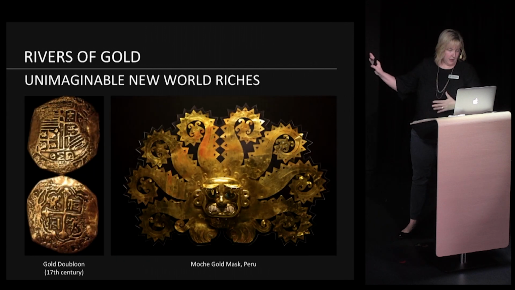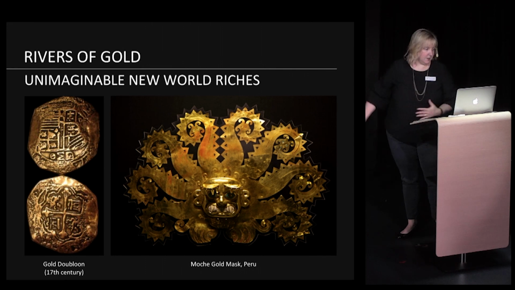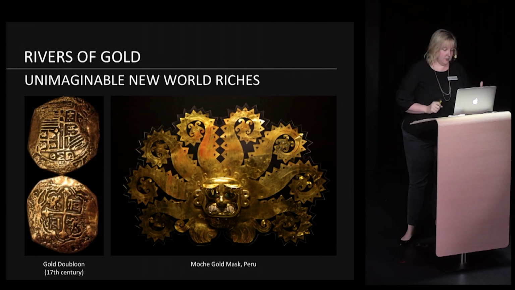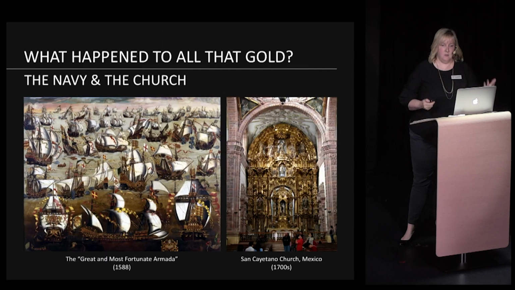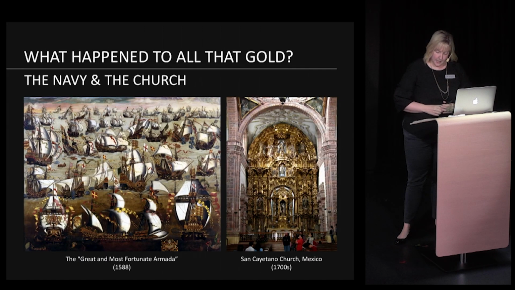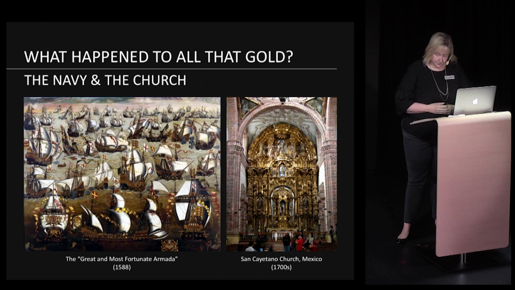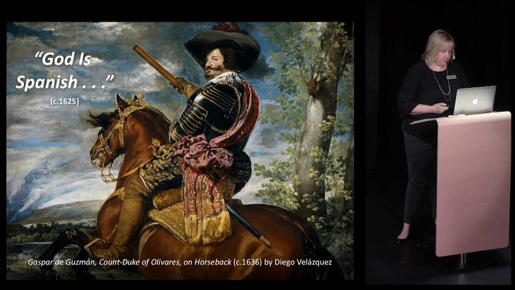And I just want to go back and show this too. The Moche gold mask is just stunning. It's stunning. But they didn't need that. They just wanted the pure value of the gold. The king, he had funded so many wars, and he had huge debts at home. And he wanted the money to keep that kind of lifestyle up.